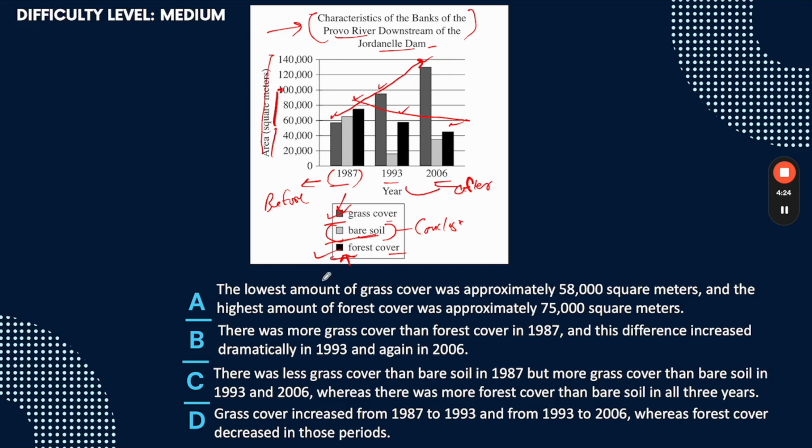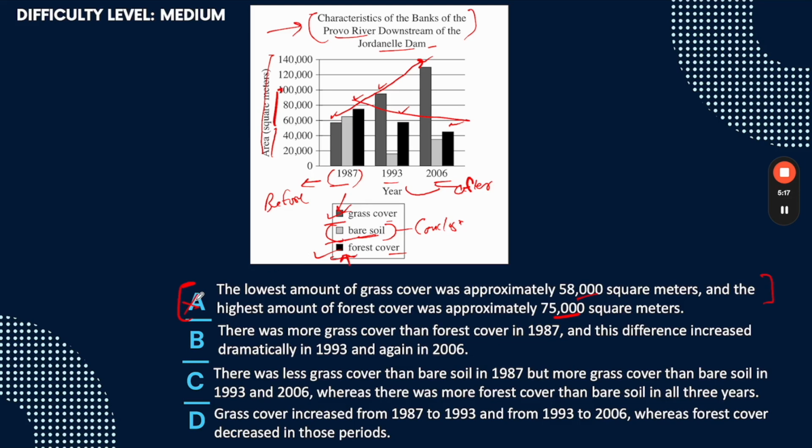Now, there are several ways you can eliminate options for this question type, and we will be looking at all those ways in this particular question. A. The lowest amount of grass cover was approximately this much, and the highest amount of forest cover was approximately this much. Okay, now what is this option really doing? It's simply telling me the lowest amount of grass cover and the highest amount of forest cover. But do I need such plain basic factual information? The conclusion is about the comparison, right? The comparison between how it was before the dam was built and how it was after the dam was built. There is no such comparison being stated over here, right? It's simply giving me facts without really telling me the results of building the dam, right? So I'm going to eliminate this option for that reason.